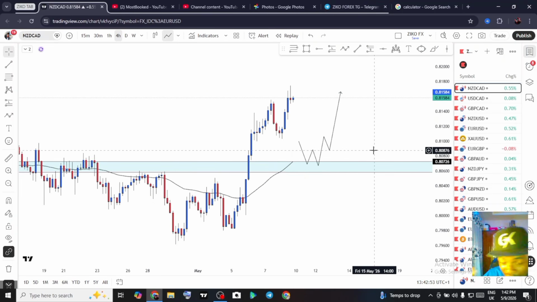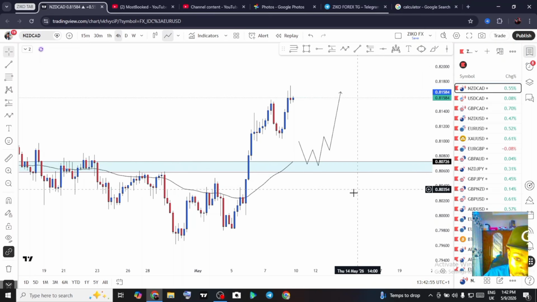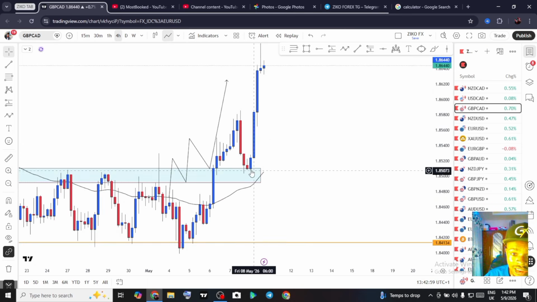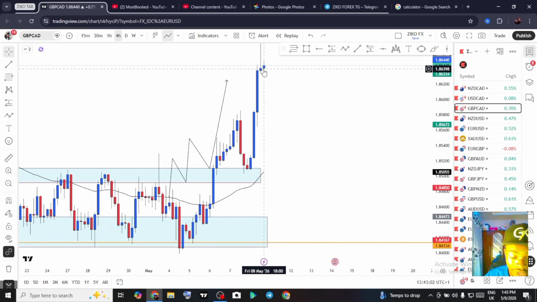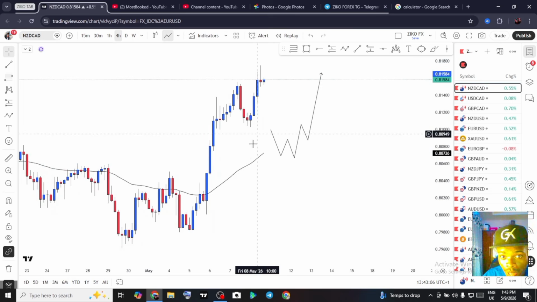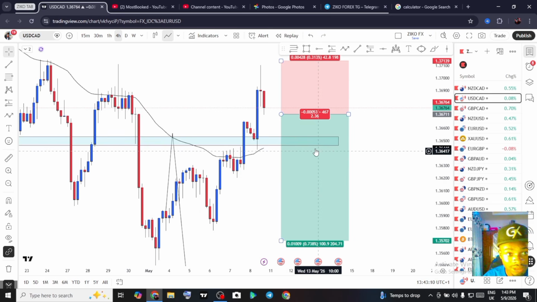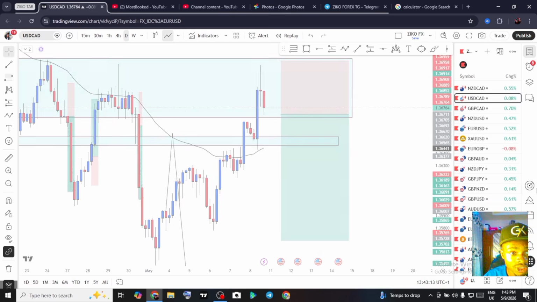Now, do I actually believe this might happen this week? Well, anything is possible because GBP card actually was ready only on Friday and it hit final take profit on Friday with a 1:4 risk to reward ratio. So anything is really just possible. But do I think this is going to happen? I do not think so. Right. Next pair we have is USD card.